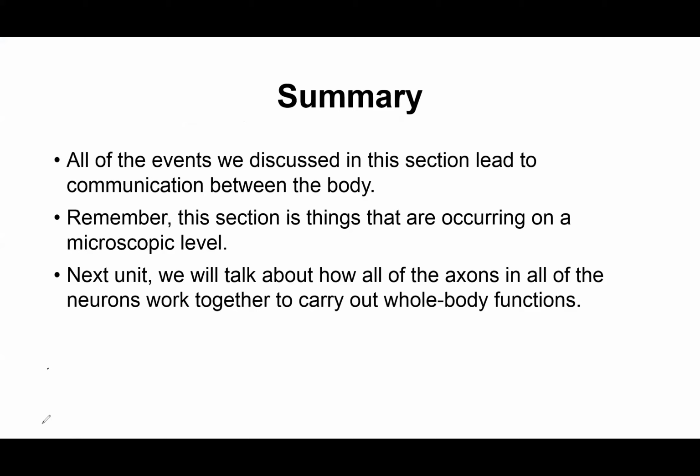So in conclusion, all of the events that we discuss in this section lead to the communication between all of the neurons that are in our body. Remember that in this section, we discuss things that are occurring on really a microscopic level. But in the next unit, we're going to be covering the central nervous system and then the peripheral nervous system. We're going to talk about how all of the axons and all of these neurons work together and use action potentials to carry out whole body functions.